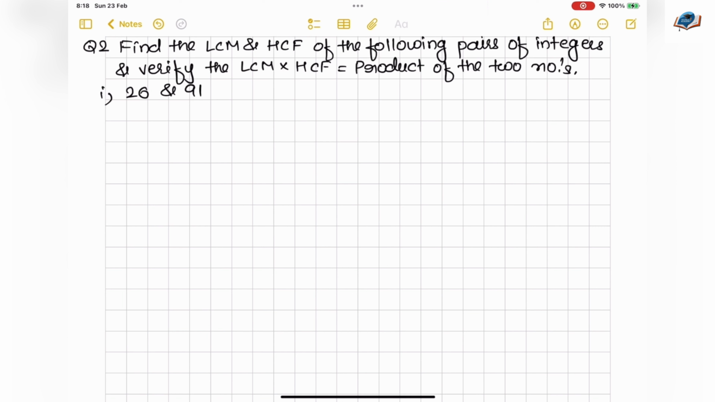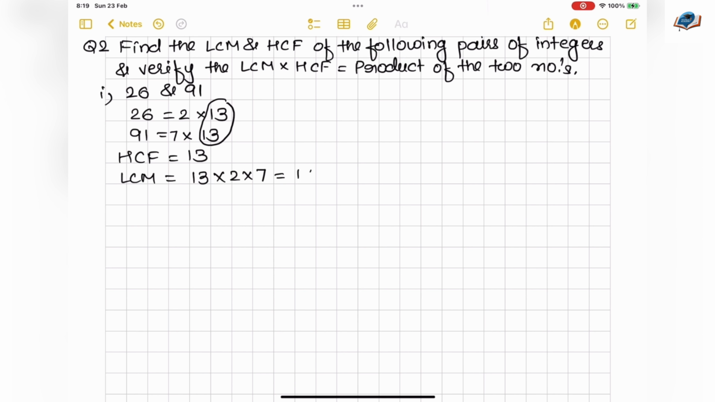Now, question 2 says find the LCM and HCF of the following pairs of integers and verify that LCM into HCF is equal to the product of the two numbers. First is 26 and 91. If you see carefully, 26 I can write as 2 into 13, and 91 if I divide it with 7, so 7 into 13. So HCF will be whatever is common in both, that is 13, and for LCM, the common one you write one time, and everything else you write. So it is coming 182.